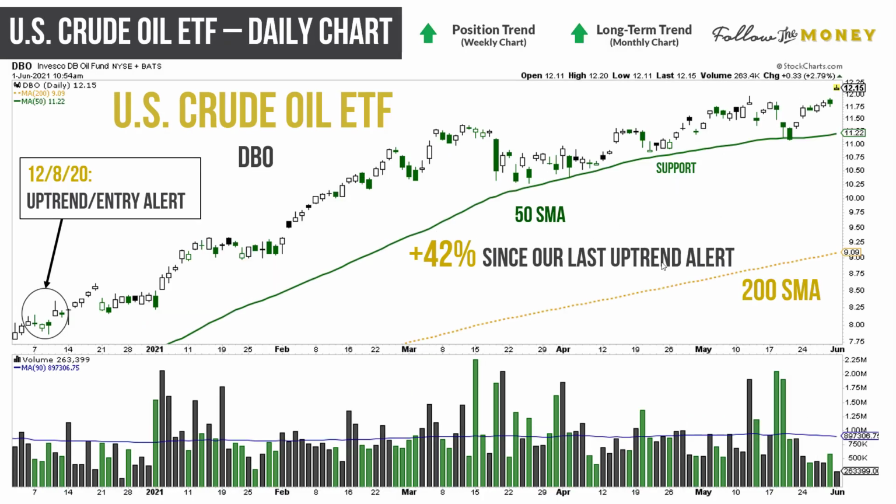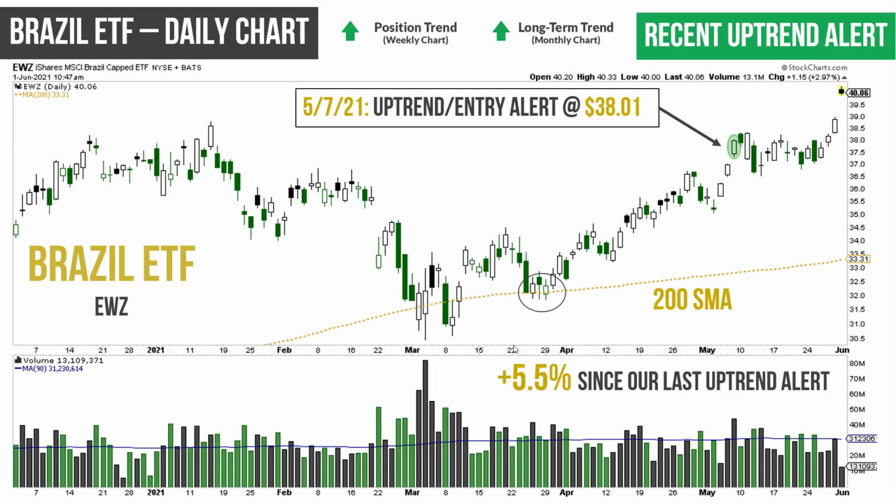Crude oil also bouncing up 42% since our last uptrend alert. 42% on DBO over the last 5 or 6 months. And DBO is how we play it. Look at that 50-day moving average support, and the 200-day hasn't really been touched in some time. But DBO running up and then finding support right here at the 50-day, right here at the 50-day, right here at the 50-day. Every touch has been a buy signal, and now we're breaking out, as you can see, on DBO. So oil continuing to press higher in this environment.